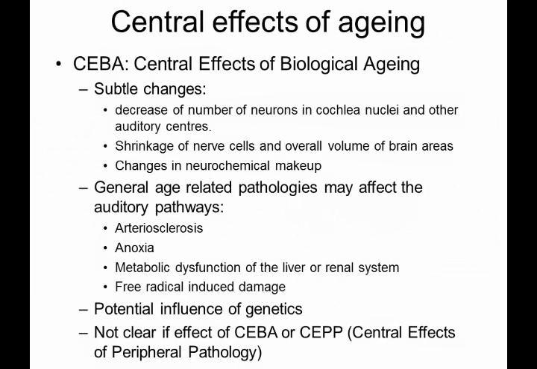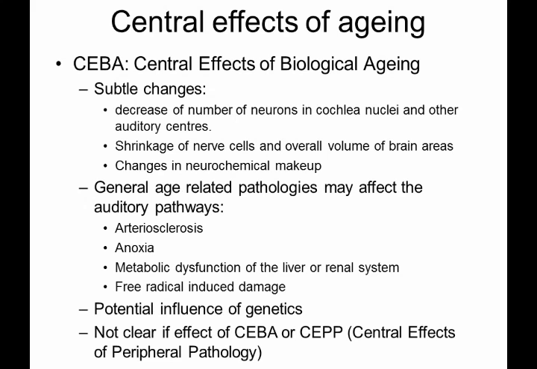Also important for the aging brain, the aging population, are what's called the central effects of aging, CEBAs, the central effects of biological aging. There's a lot more going on in aging than just on the cochlea. The cochlea, of course, for our auditory processes is the most relevant, the most important aspect, but the central effects are more subtle, but equally important, because they affect communication skills of people or the way that they behave socially. So what happens biologically?